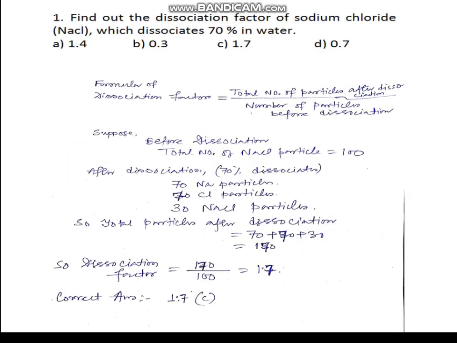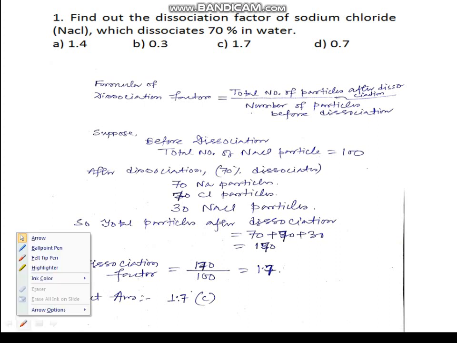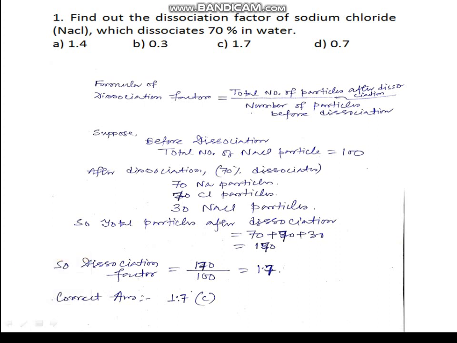So question number 1, find out the dissociation factor of sodium chloride, that is NaCl, when it dissociates 70% in water. Yes, so they are asking to find out the dissociation factor of sodium chloride which dissociates 70% in water. So options are option A 1.4, option B 0.3, option C 1.7, option D 0.7. So how to solve the problem?